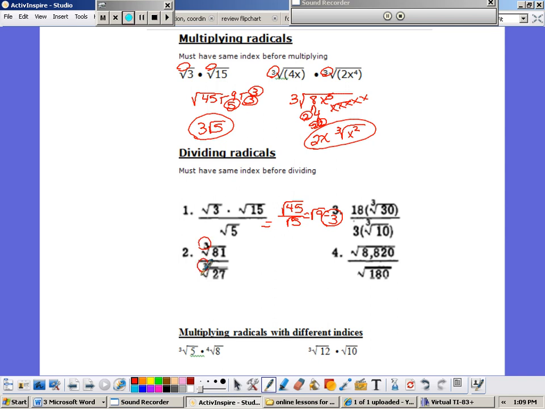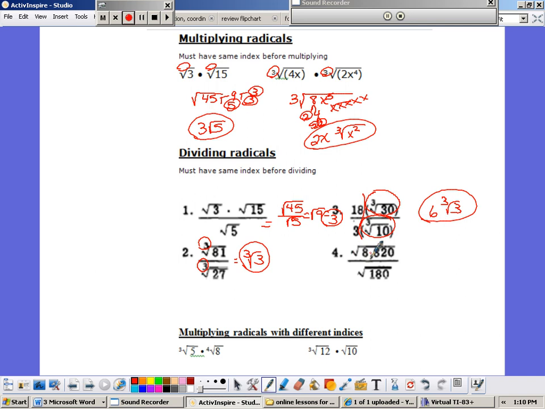Third root. 81 over 27: the third root of 27 into the third root of 81 is the third root of 3, because 81 divided by 27 is 3. I cannot take the third root of 3 and break it down. Notice these are on the outside, so I reduce them. 18 divided by 3 is 6. And the third root of 30 over the third root of 10 leaves me the third root of 3, which cannot be broken down.